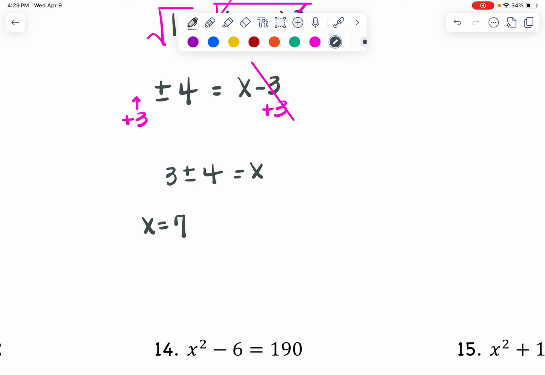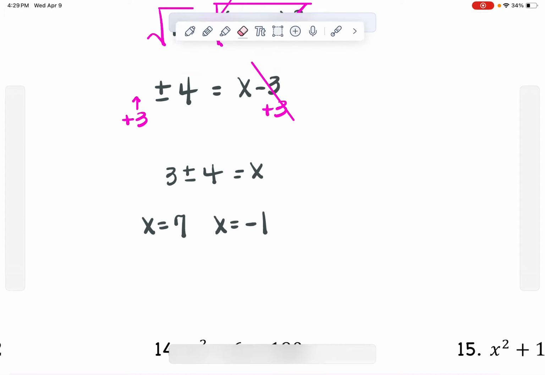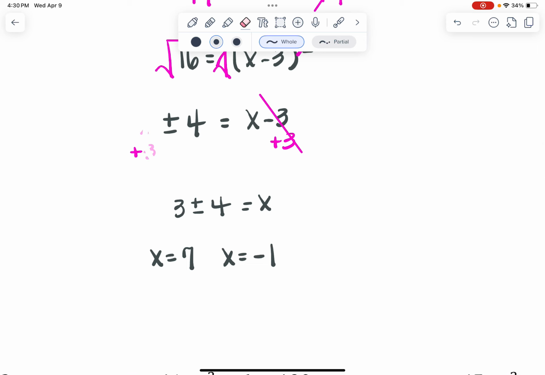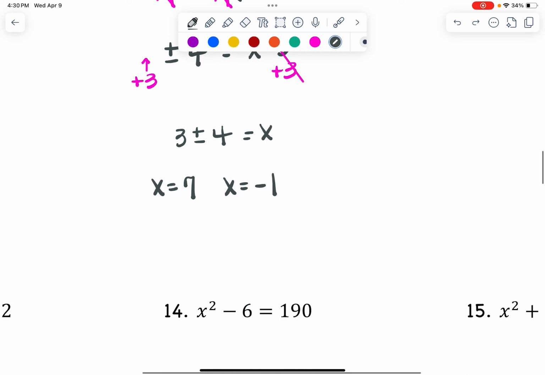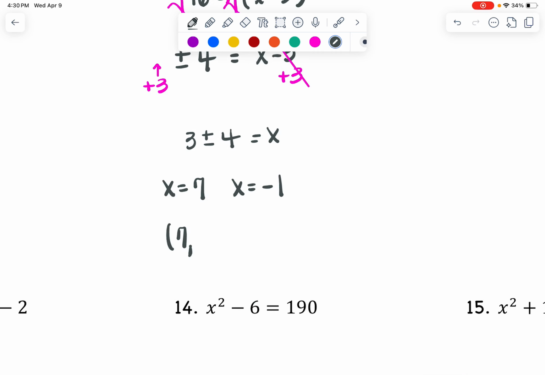Then you're going to go back through the second time, but with the minus sign. So 3 minus 4 is going to give me my second solution of negative 1. So if you can, when it's a perfect square, because that 16 was a perfect square, you're going to have constants everywhere, so everything's going to be combinable. So my 2 answers are 7, 0 and negative 1, 0.